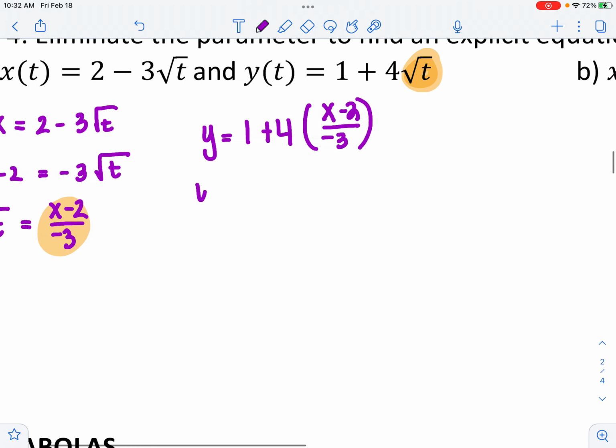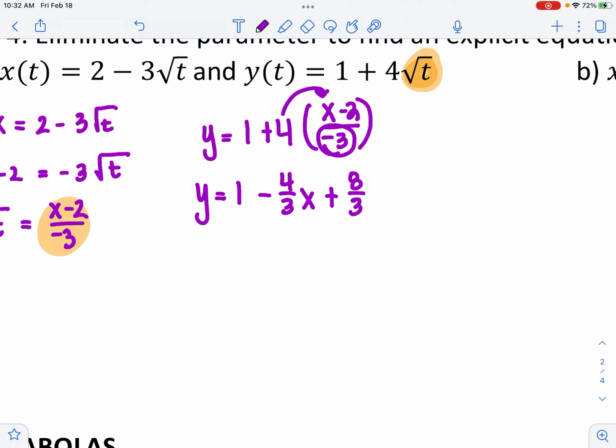Clean it up. Y equals 1. So I'm going to multiply by 4 and then divide by -3. So 4x divided by -3 is minus 4/3 x. 4 times -2 is -8. Divided by -3 is positive 8/3. Clean this up by combining 1 and 8/3. Remember, 1 is just 3 over 3. So I have y equals -4/3 x plus 11/3.